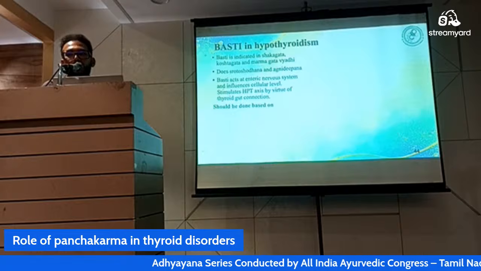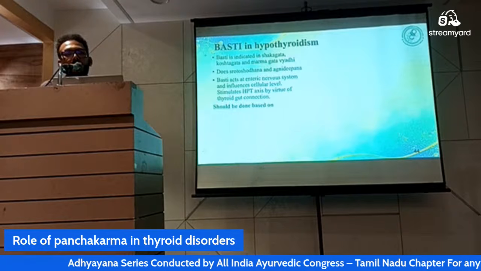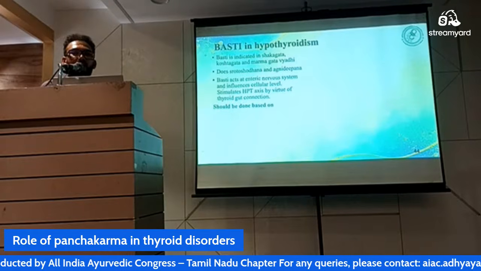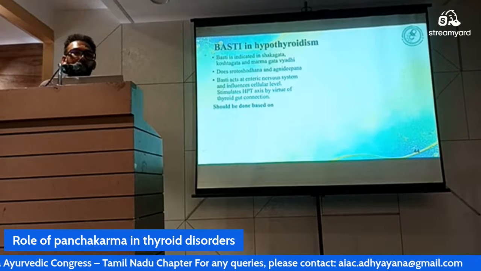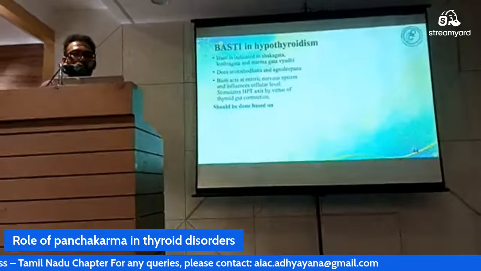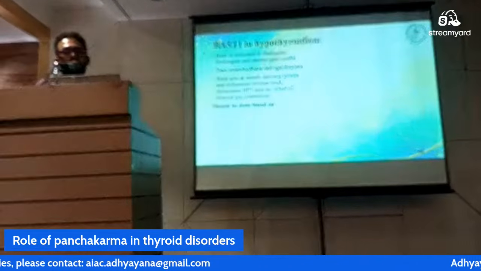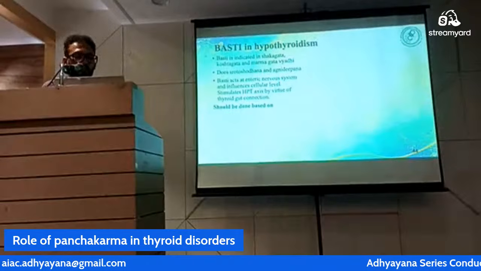But how to select which type of Basti? In Siddhisthana itself, there are more than 350 combinations of Bastis told. Even for Yapana Basti itself, there are more than 100 types of preparations, and Sushruta, in the 38th-39th chapters, has told about more than 200 types of Basti. So which type of Basti should be selected?